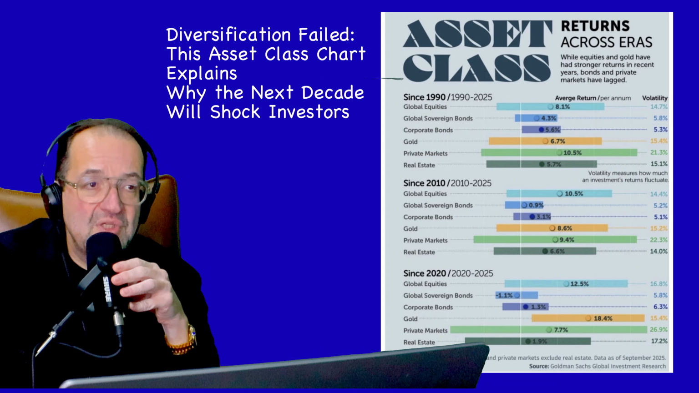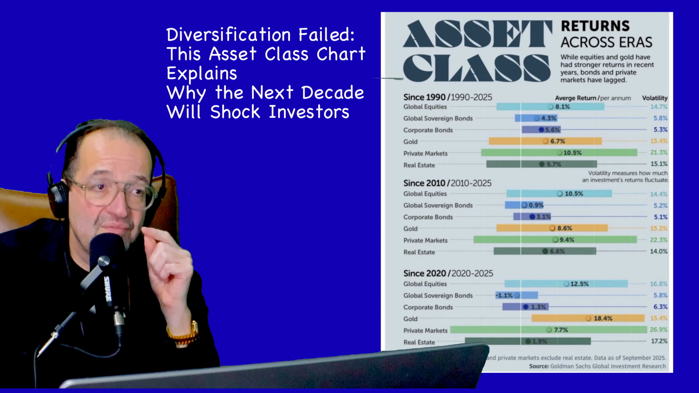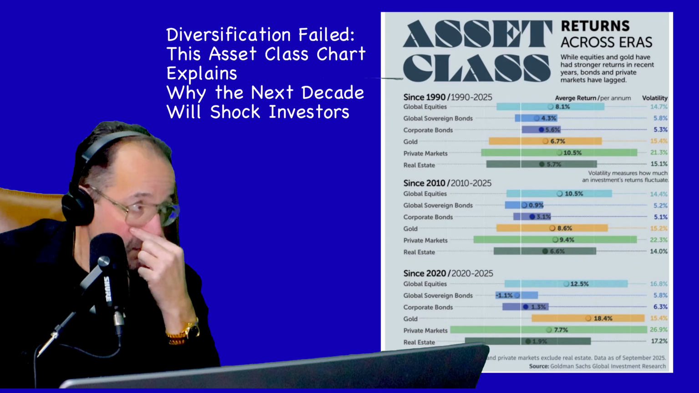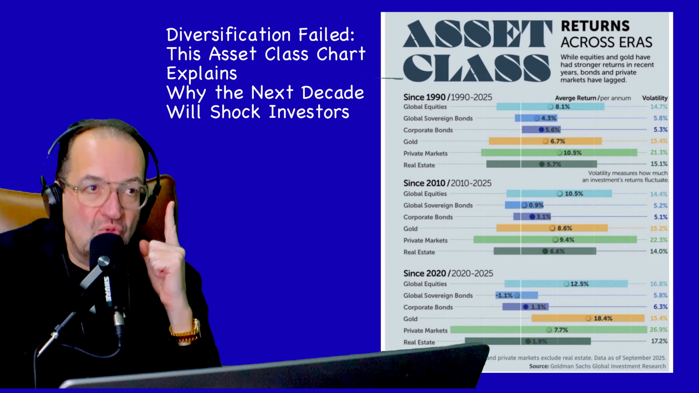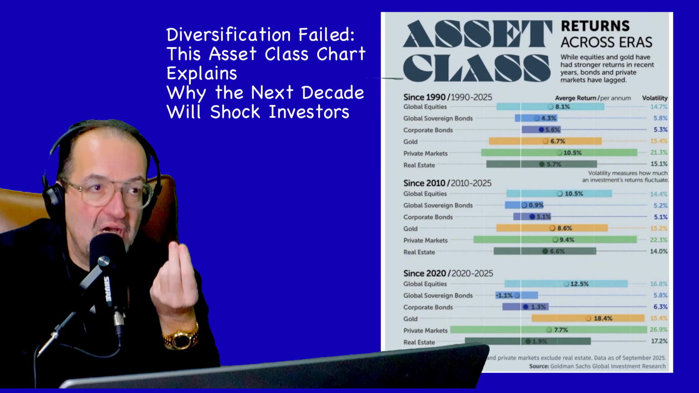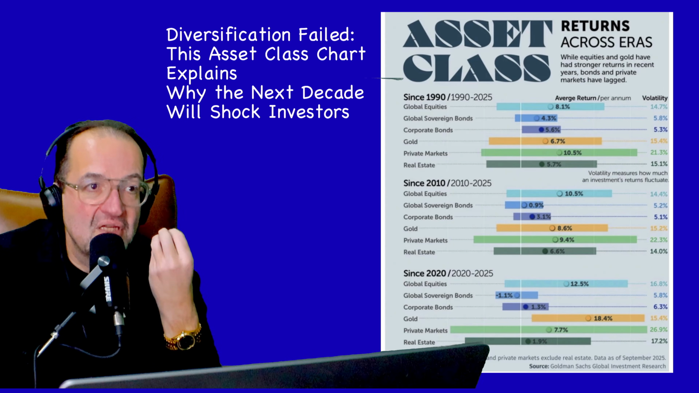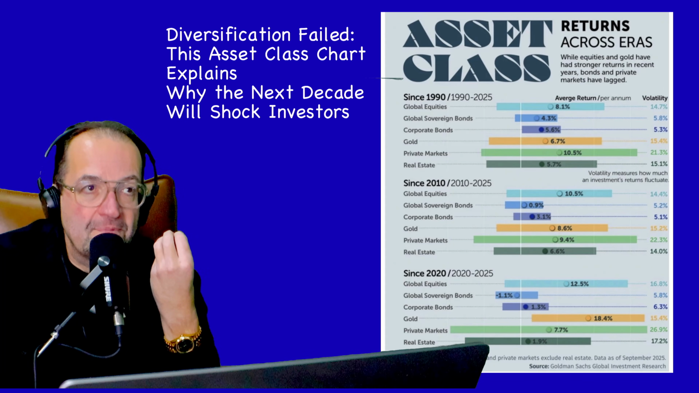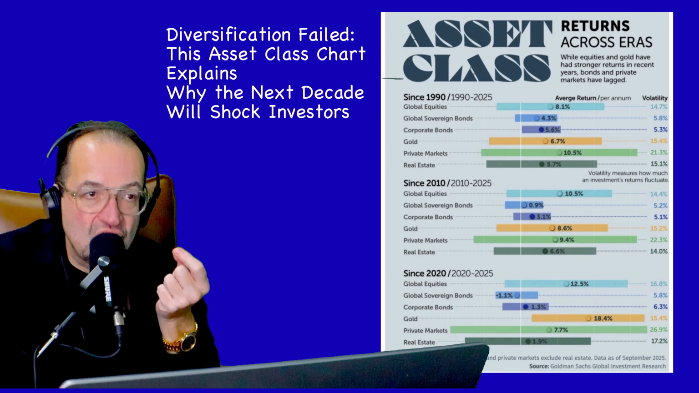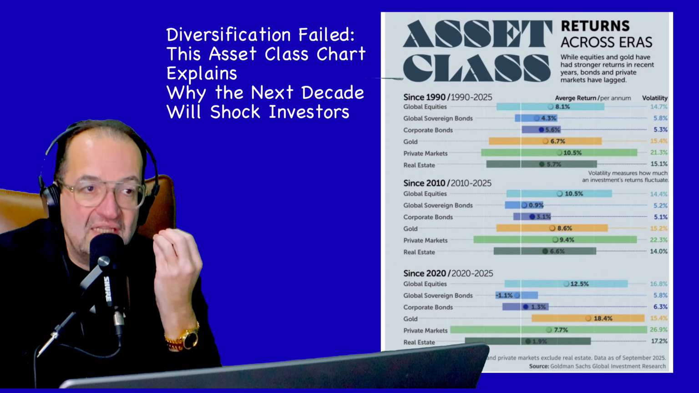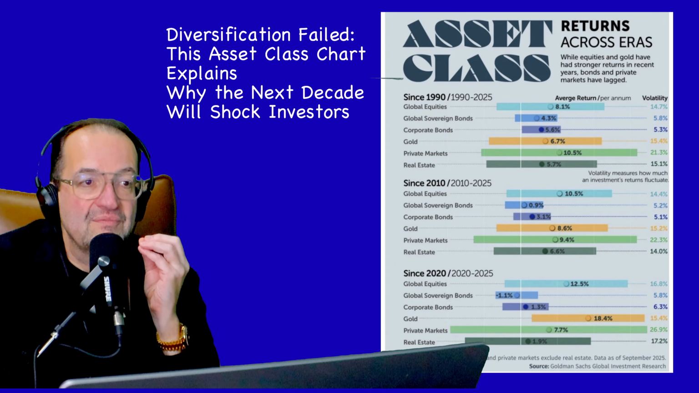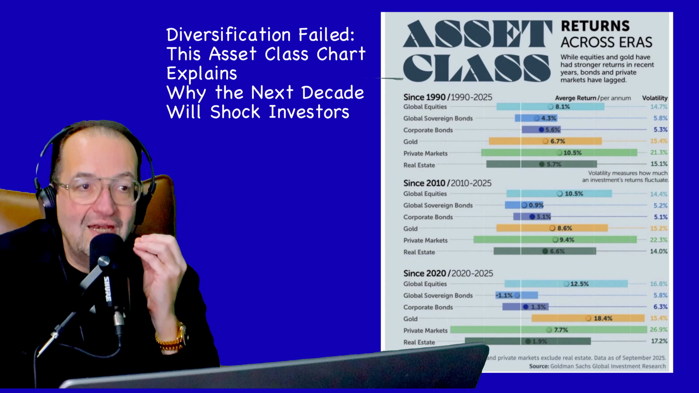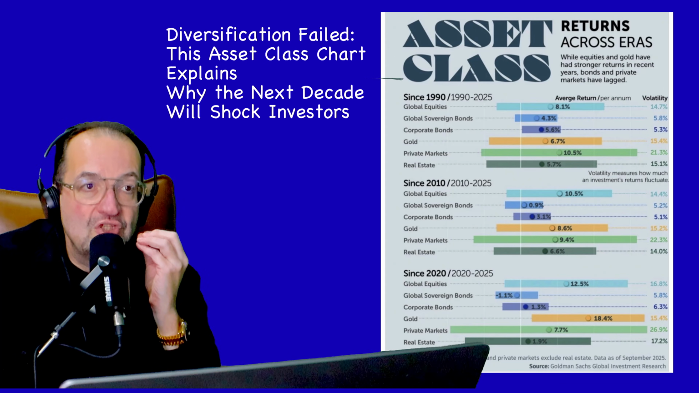So before interpretation, mechanics matter. So let's understand how to read the chart. Each bar represents an asset class: global equities, global sovereign bonds, corporate bonds, gold, private markets, and real estate. Each section of the chart represents a time. You have 1990 to 2025, 2010 to 2025, 2020 to 2025. Now the most important part, left to right, the return.